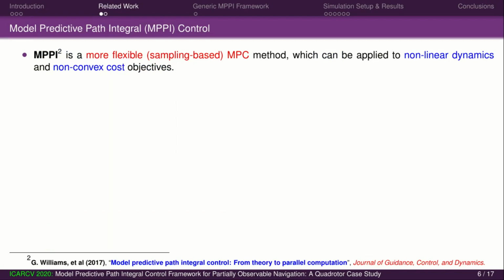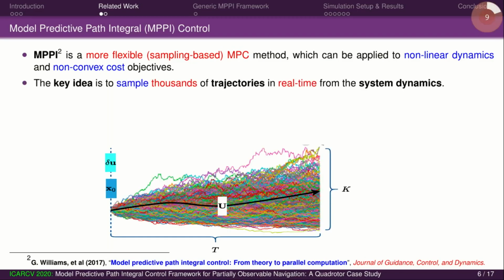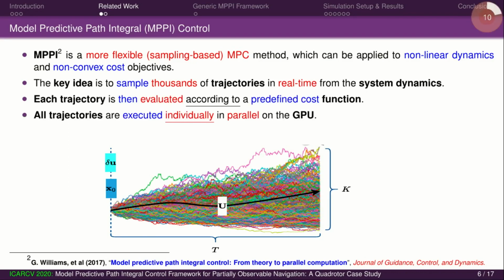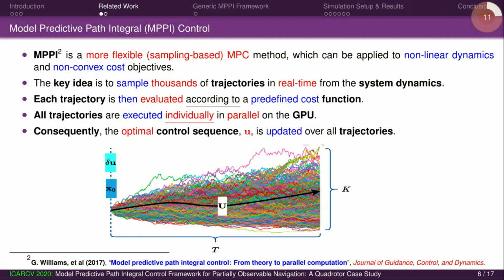One of the promising approaches is MPPI, which was proposed by Williams and inspired by path integral control theory. The key idea here is to sample thousands of trajectories in real time from the dynamics of the system. Then each trajectory is evaluated according to a predefined cost function. All these trajectories are executed individually in parallel using a GPU. After that, the optimal control sequence can be updated over all these trajectories, as you can see in this figure.